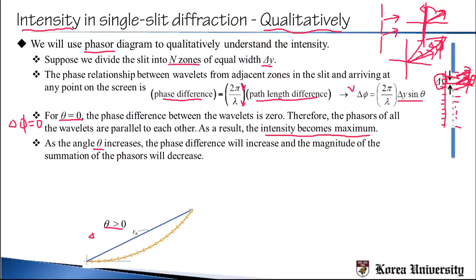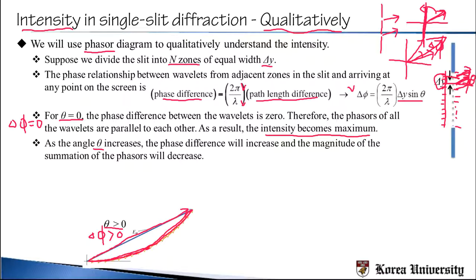In this case delta phi will also be larger than 0, and delta phi corresponds to a small difference in angle between these two phasors and also between these two. It is constant, so the phasors form an arc like this. When you combine them, you get the total net amplitude just like this. This is a long arrow but still smaller than the total length of this arc, right? So the amplitude has become slightly smaller, so the intensity has decreased a little bit.